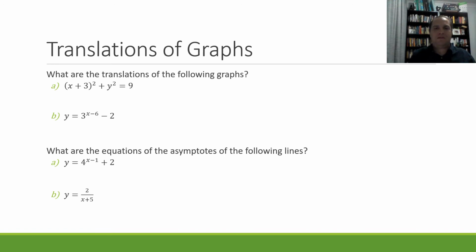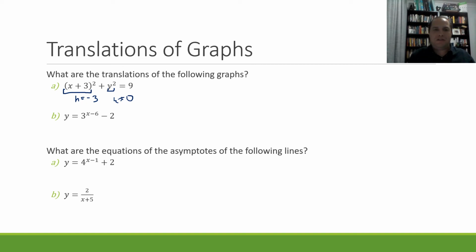Alright, so let's do some applications of this. What are the translations of the following graphs? Sorry, that's not even a y equals, that's (x plus 3) squared plus y squared equals 9. So looking at x, x is our horizontal direction, so we're looking at h in here, and h is the opposite sign to what's in brackets, so h is negative 3. Now here with y, there is no k value, so k must equal 0.